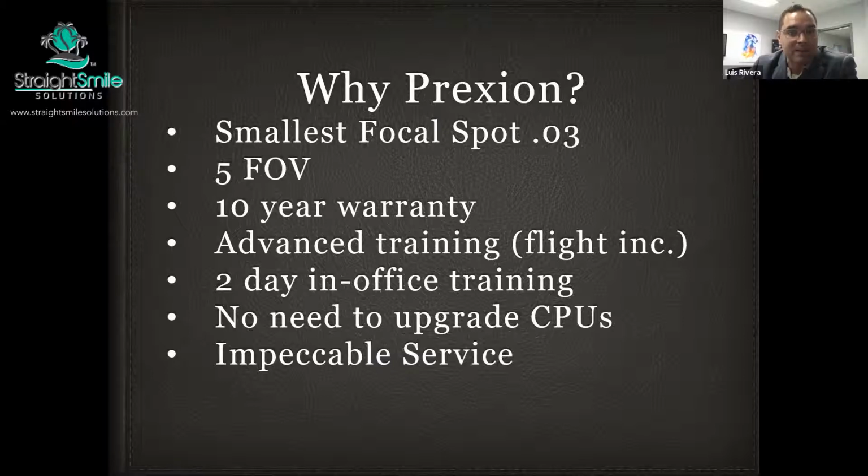And those are the reasons that I like Prexion, and they're also really known for their service. If something is wrong with the software, they go remotely into your server and they fix it on the spot. They take control of your server. If it's a hardware-related issue, they have a policy that they have someone at your office within 24 hours. And that's service to me. So that's important to me.